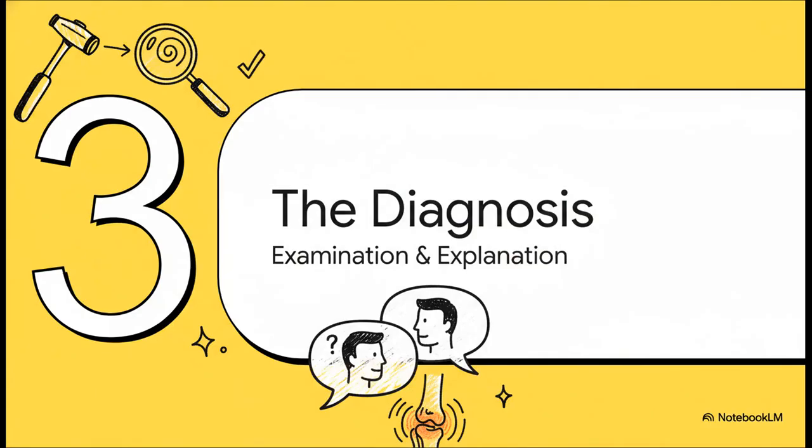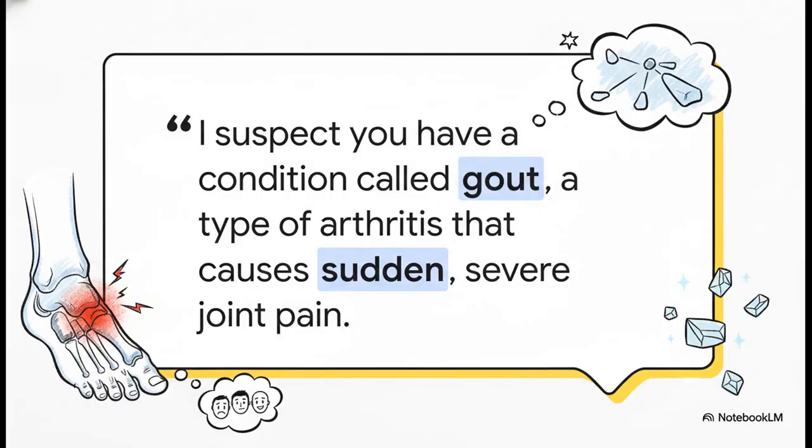Okay, now that you've gathered all your information, you'll do a focused examination and then explain your findings to the patient. Your communication here is being assessed just as much as your clinical knowledge, so pay attention. So here's how you can explain your findings. Start by summarizing what the patient told you. It shows you were actually listening. Then present your suspected diagnosis in simple, clear language. Instead of medical jargon, you can say something just like the quote on the screen. It's clear, it's empathetic, and it's easy to understand.